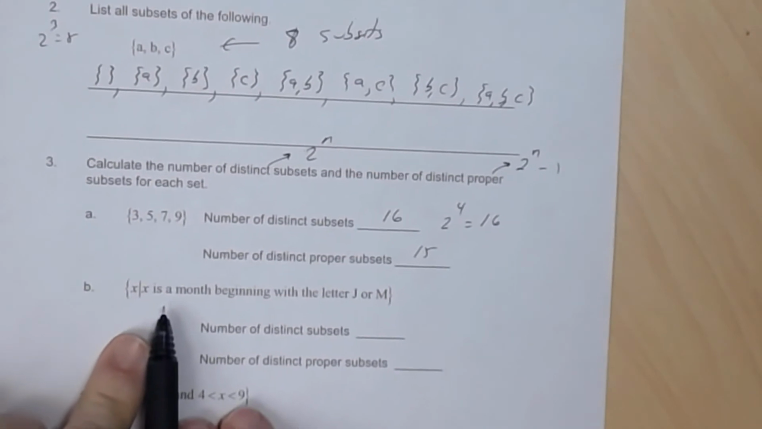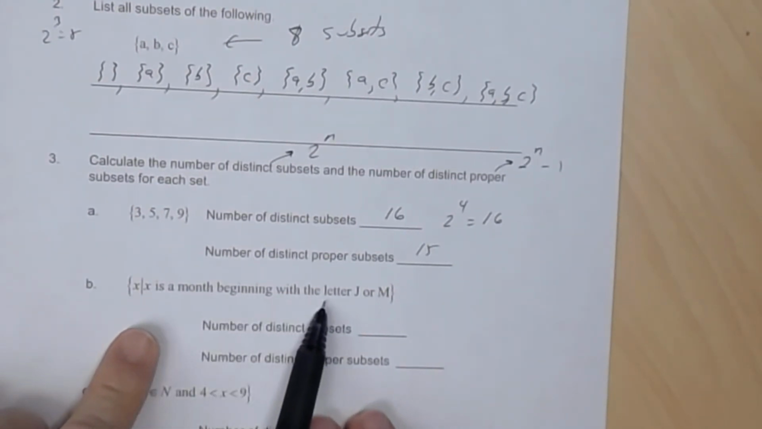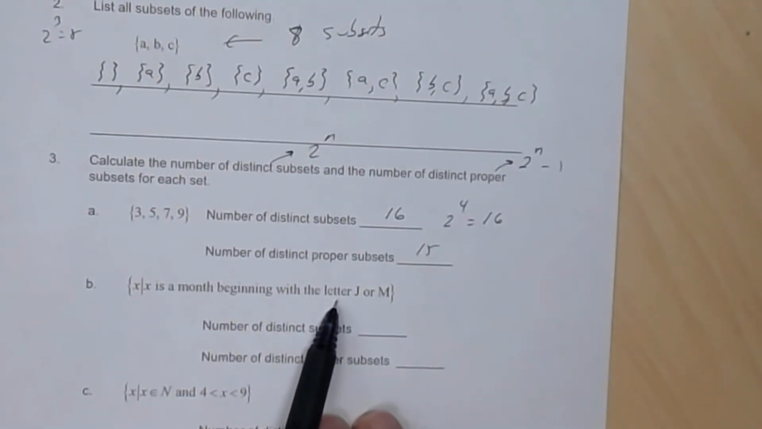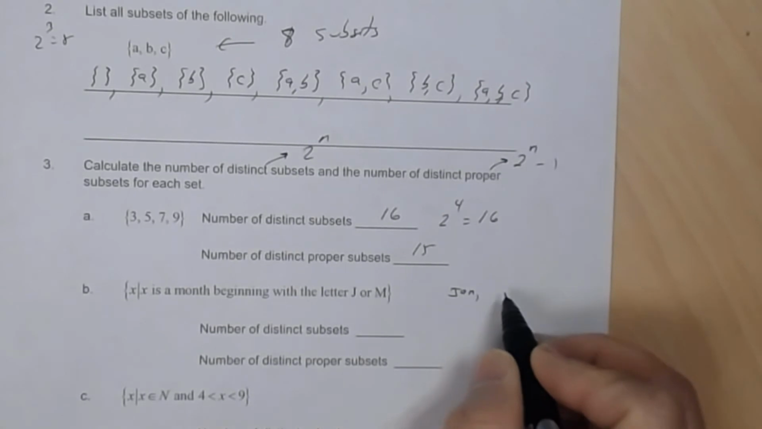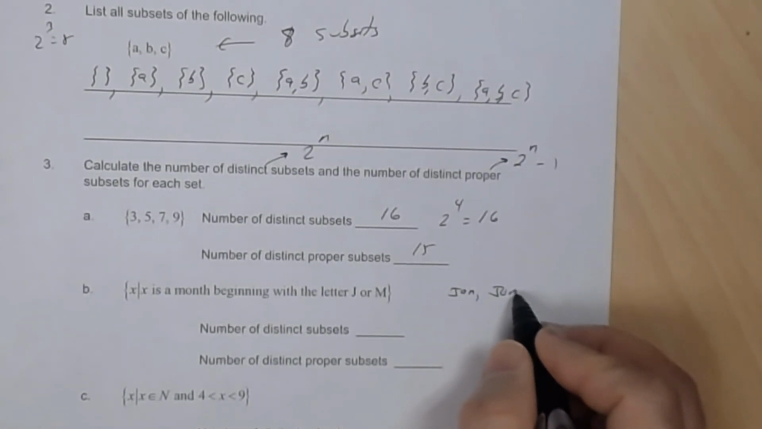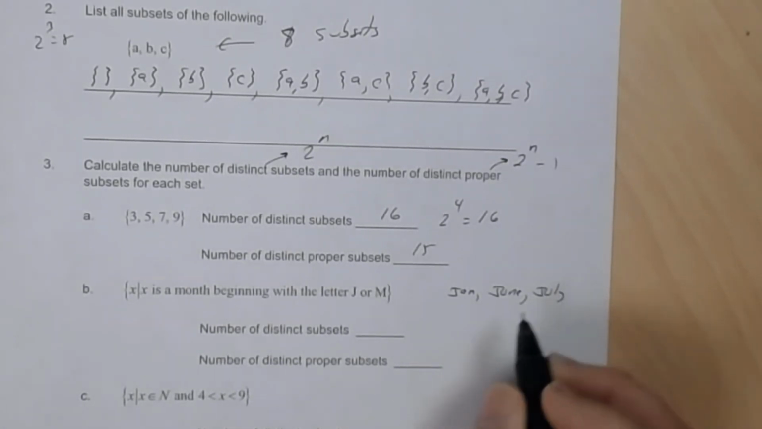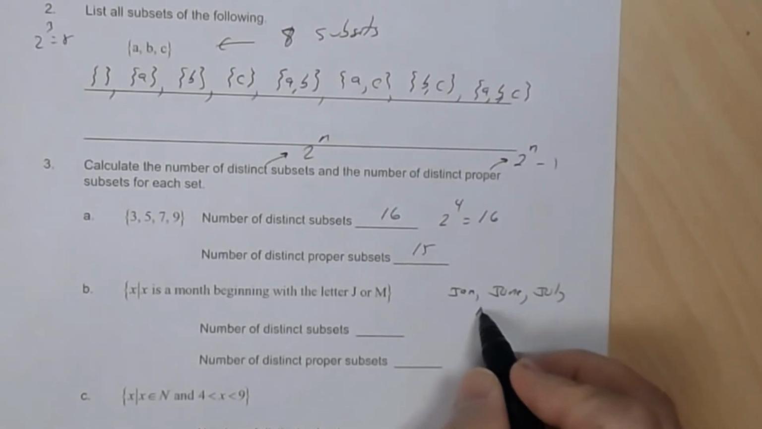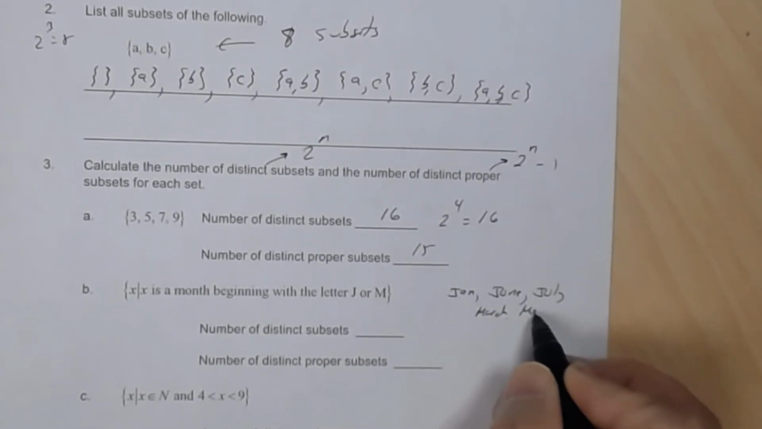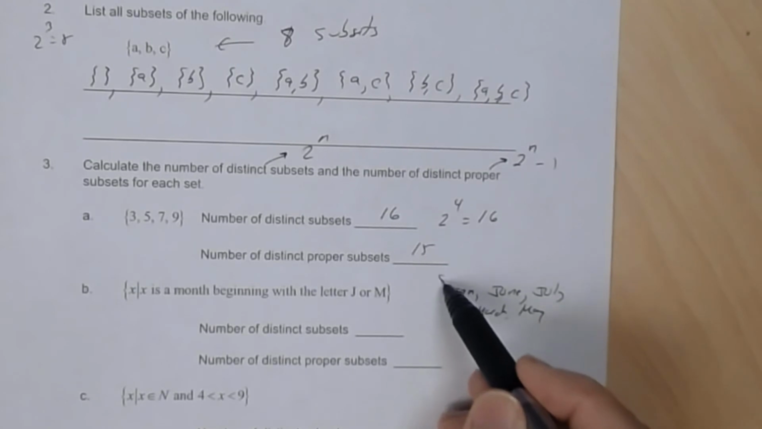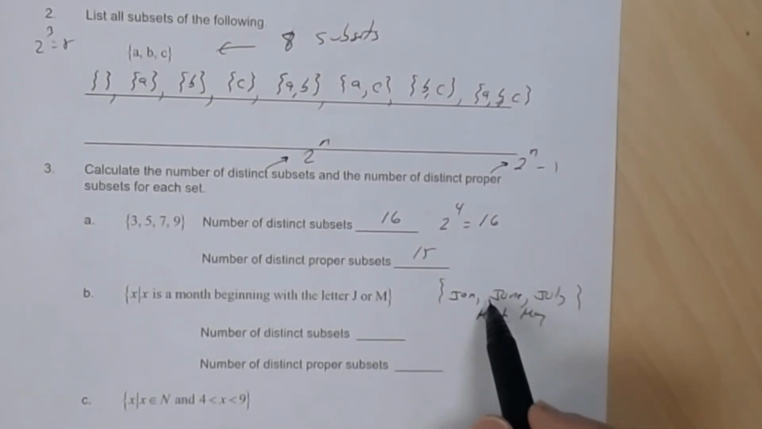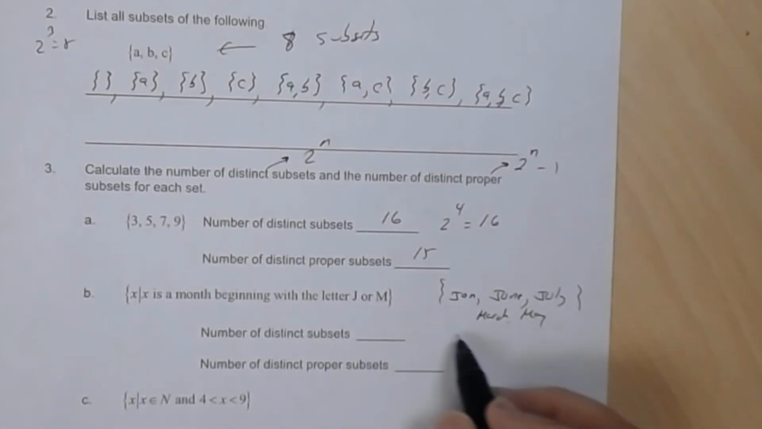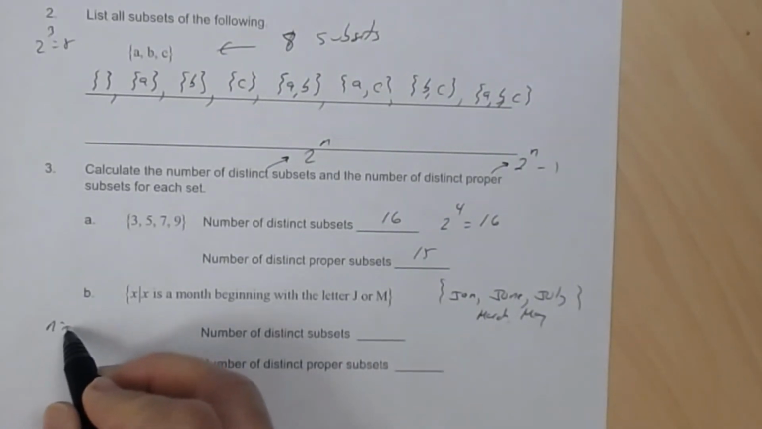Okay, here, the set of x's such that x is a month beginning with the letter J or M. So first of all, let's determine which months begin with J. So there's January, June, and July, right? Let's talk about M. For M, there's March and May. So if I look at that set, how many elements are in that set? What's the cardinal number? 1, 2, 3, 4, 5. So there's 5.